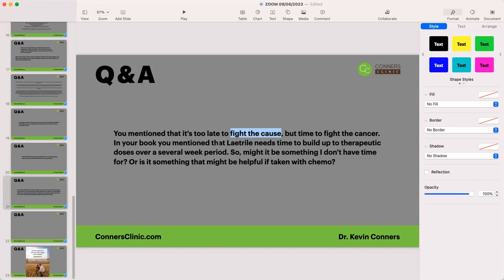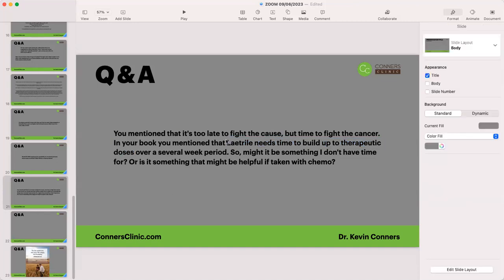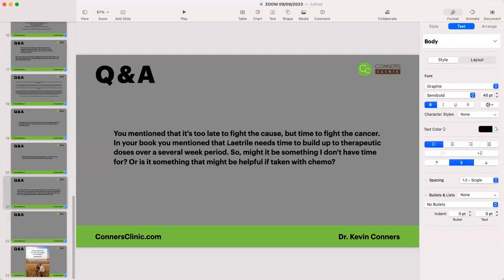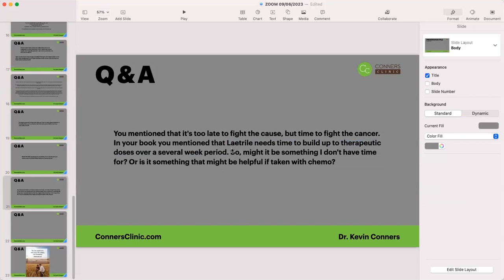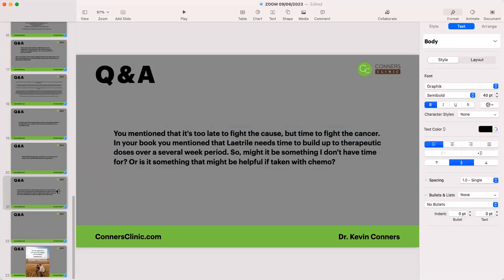So in your book, you mentioned Laetrile needs time to build up to therapeutic doses. Well, that's true. Really, everything does. You start taking mushrooms, it's going to take a few weeks to get to therapeutic doses, meaning that it builds up in your body to really start killing the cancer. Same thing with Laetrile, but I think in the book I said that because there was a study about that. Would that be something that it's too late to do? Something I don't have time for? No, I would say there's still time for that.